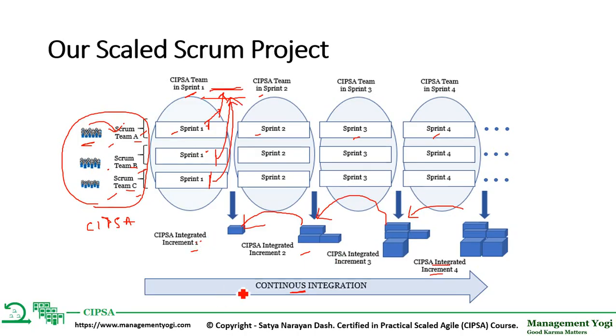And here I have also mentioned there is something called continuous integration, because as I said, integration will happen continuously. It is not happening at the end of the sprint. It is happening continuously as the teams are progressing or sprinting in multiple sprints. Also never forget, the CIPSA team is also sprinting on the same sprint. Here teams are sprinting on sprint 1. The CIPSA team is also sprinting in sprint 1. And at the end of every sprint, we are having an integrated increment.